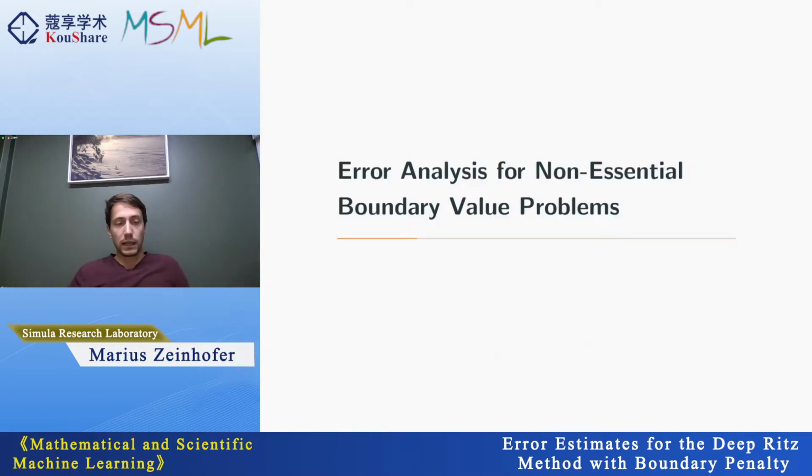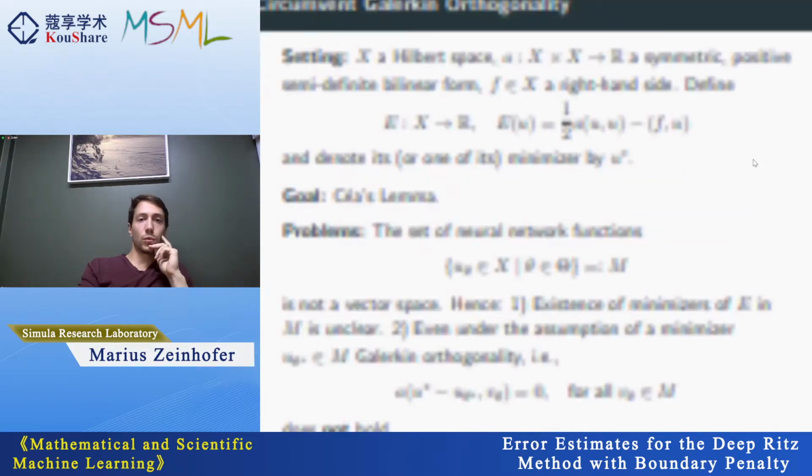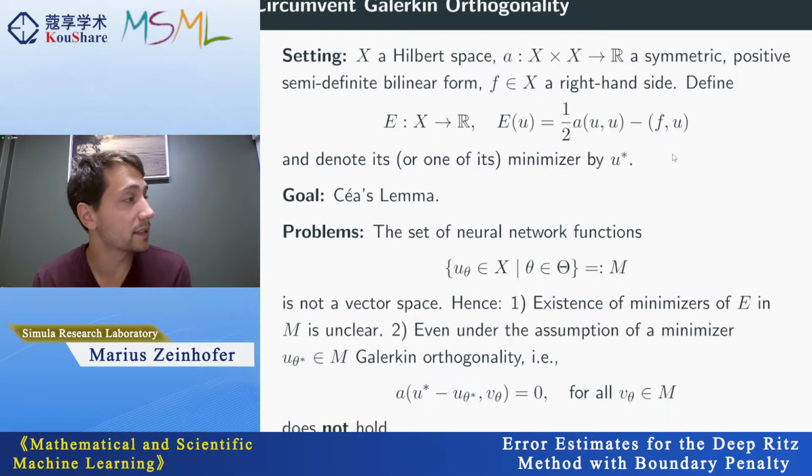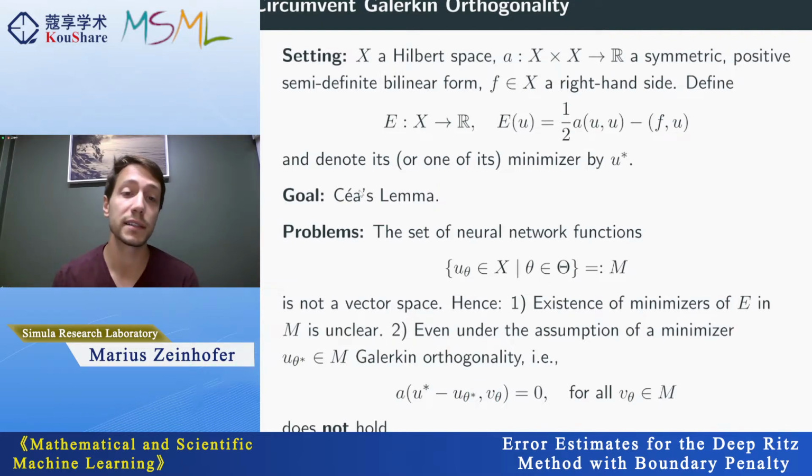So let us start with the error analysis for non-essential boundary value problems. The setting we are in for this talk is that X is a Hilbert space. We have a symmetric positive semi-definite bilinear form A, and a right-hand side also in X. Then our energy has this quadratic structure. In this case, there might be a unique minimizer if it's positive definite, or there might be more than just one minimizer if it's semi-definite. Our strategy tries to mimic what you would do for finite element analysis for deriving error estimates. The first step is Céa's lemma. So this is what we want to obtain.